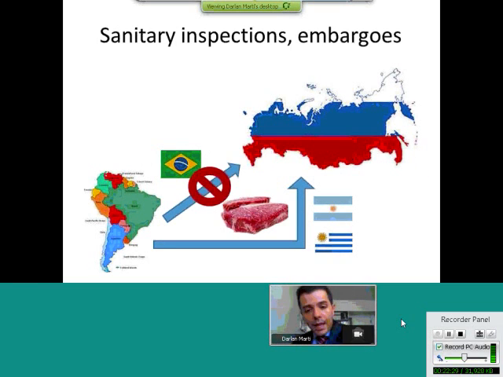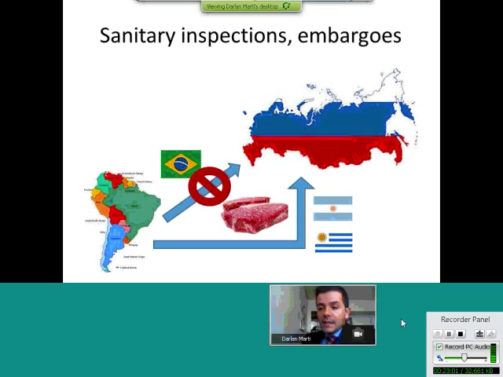Let's take another example now. These are related to sanitary inspections, embargoes, and generally sanitary legislation. A couple of years ago, this was in 2010, there were a couple of cases of mad cow disease found in certain states of Brazil. So some governments, including Russia here, forbade completely imports of beef from Brazil.